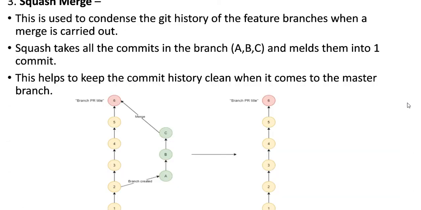Next we have squash merge. This is used to condense the Git history of a feature branch when a merge is carried out. Basically, if you want to make the commit history of your branch clean, then in that case you can use squash merge. What it does is, whatever changes you have done in branches like A, B, C, it will take all the changes and create a new commit for you. After the merge, it will look like a straight line again. The final commit is the PR which we will raise.